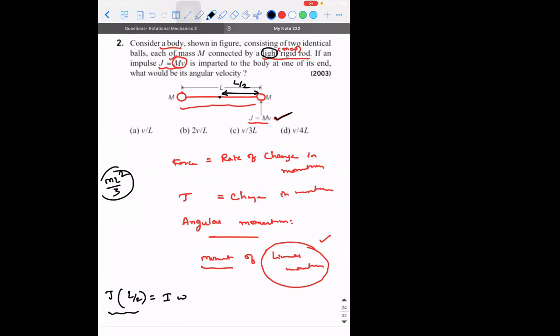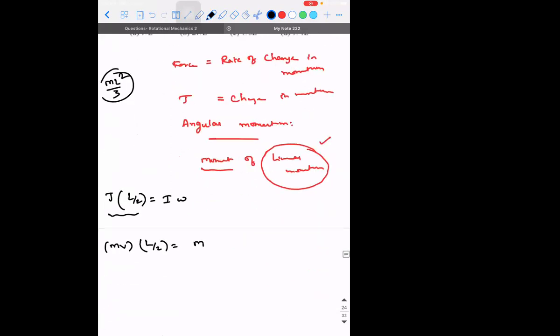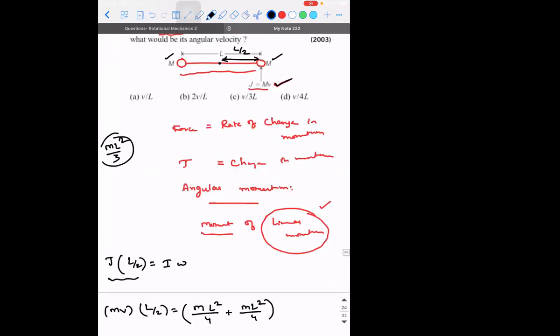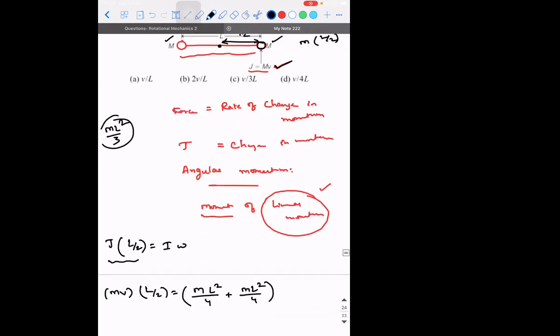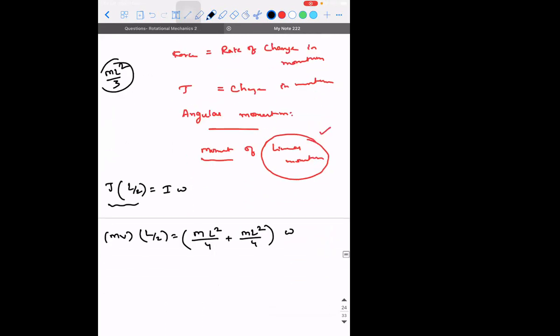So here the moment of inertia is contributed only by the masses at the ends. So m into L square by 4 plus m into L square by 4. I hope you understood why it is L square by 4. If I take this as a point mass, the moment of inertia of a point mass from the axis of rotation is m into r square. Here r is L by 2, the whole square. That's why I wrote mL square by 4. So mL square by 4 is the moment of inertia of each ball, into omega.